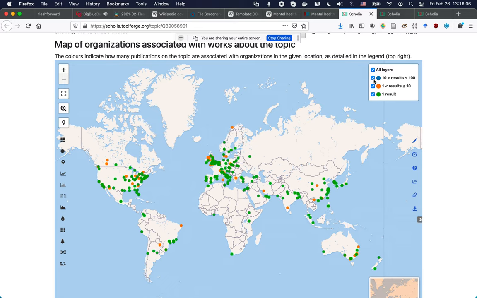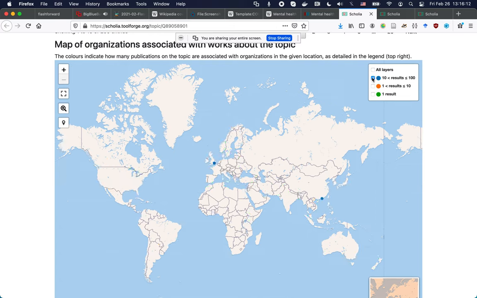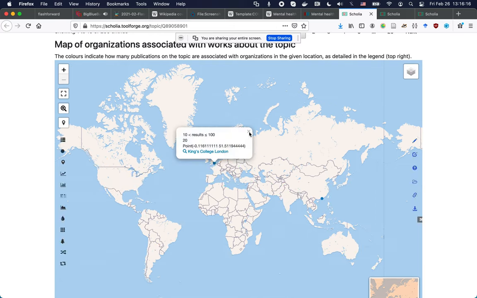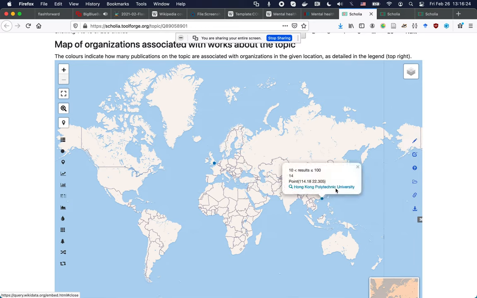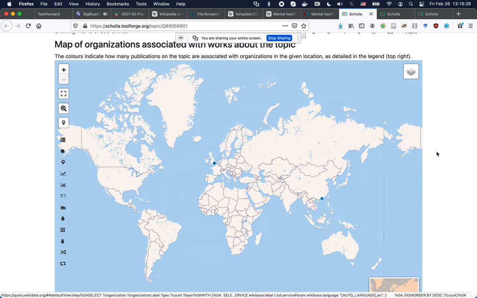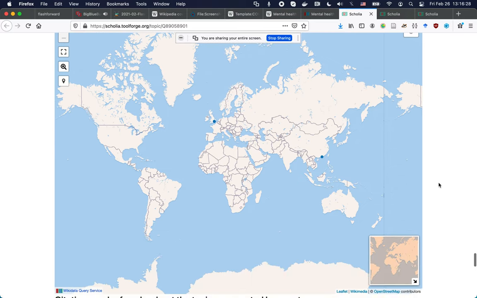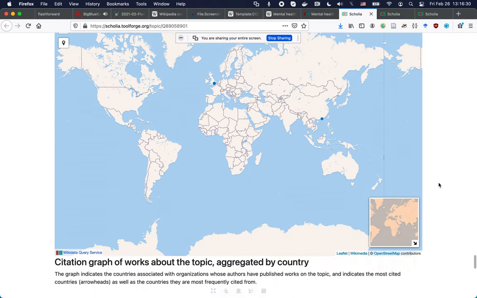So yeah, the highest values here, this is London. King's College London. So they've published 20 papers on that particular topic that Wikidata knows about. And then here we have Hong Kong, 14. So that's a kind of scale. This is still very likely very incomplete, but at least it's more complete than the information we had before.